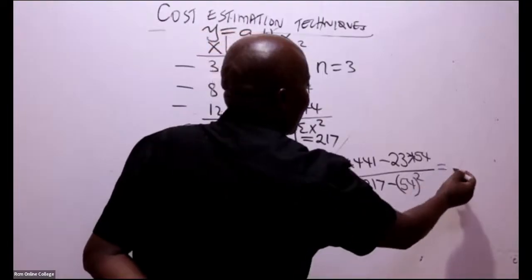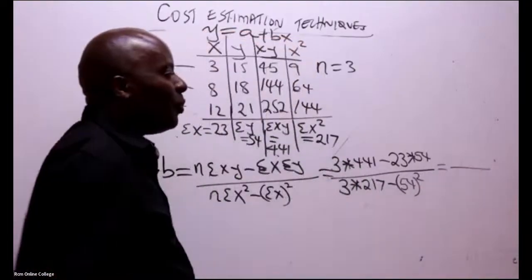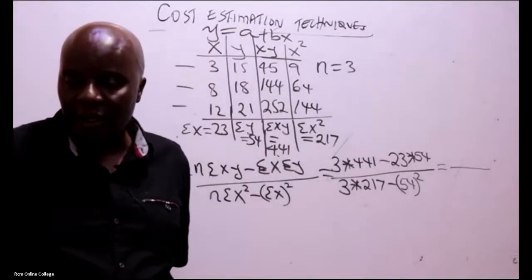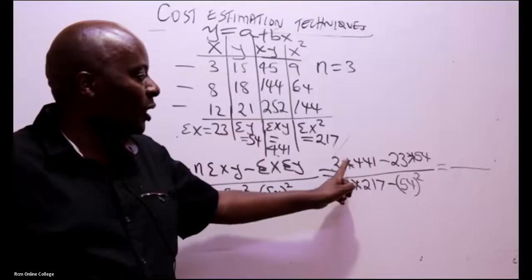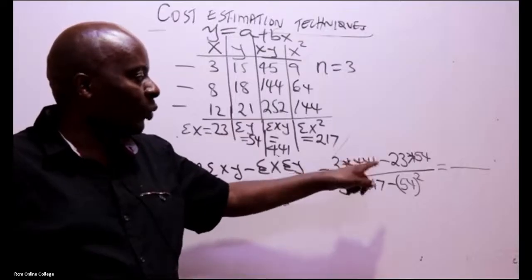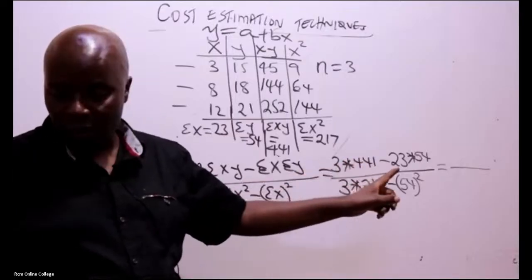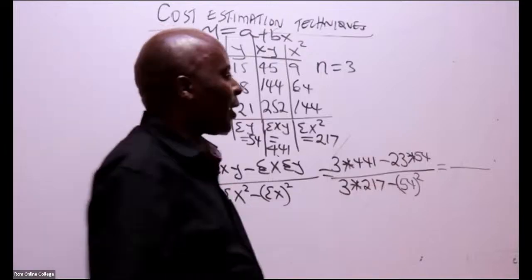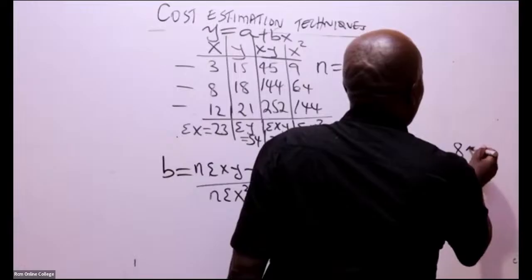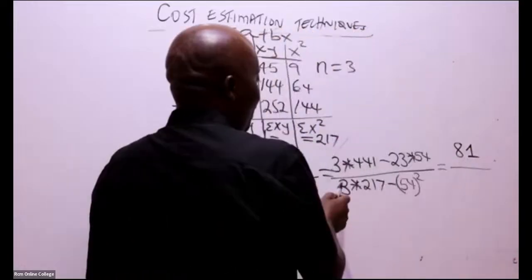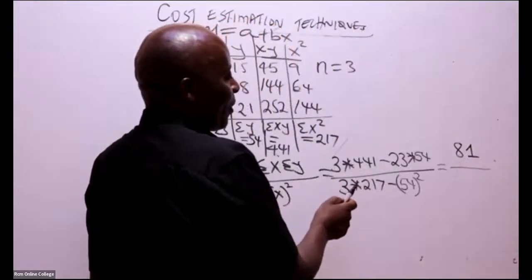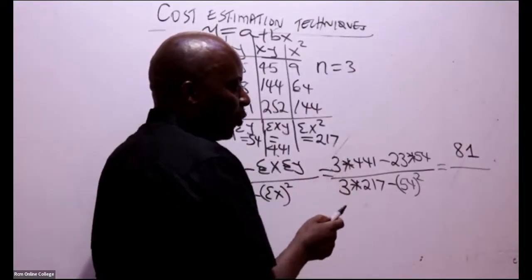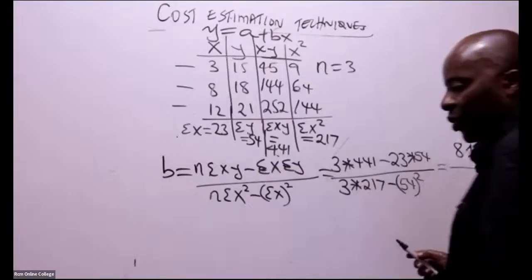Then you go ahead and give me the numerator first. Numerator alone, you say 3 times 441 minus 23 times 54. What figure are we getting? According to Helen, we are getting 81. Thank you so much. And then we have here 3 times 217 minus 54 squared, which in this case will end up being equal to what at the end of the day?